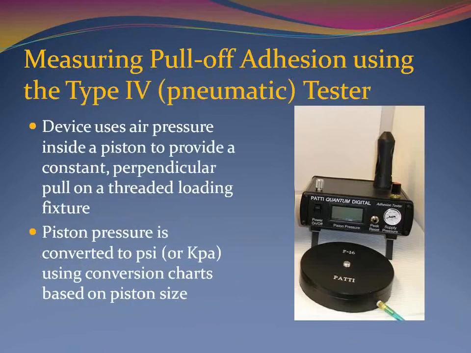The Type 4 adhesion tester is also self-aligning and consists of 3 basic components: an adhesion tester base component, an air hose, and a piston. Compressed air is deployed at a constant rate to the piston. The top plate of the piston is threaded onto the shaft of the loading fixture, creating a perpendicular pull. The piston burst pressure is converted to PSI or kilopascals using conversion charts, which are based on the fixture diameter and the piston size.